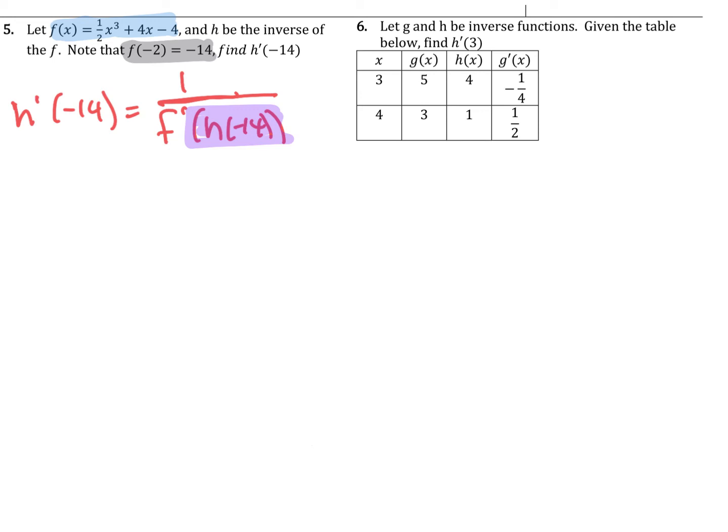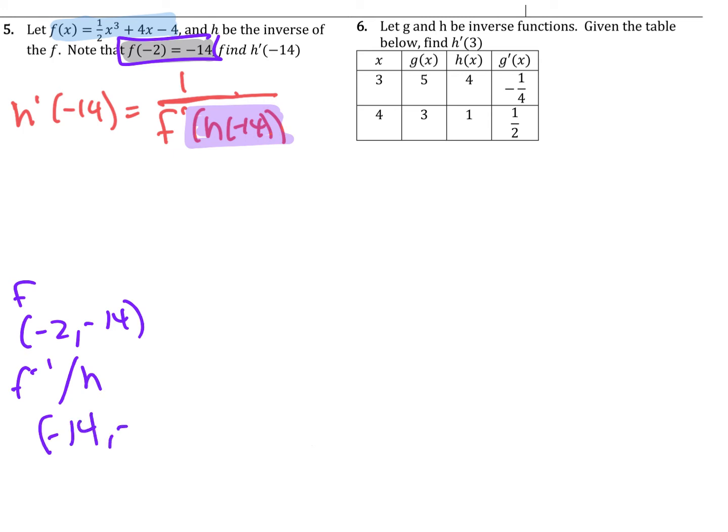So what they gave us in black up here was that on f, there was the point -2, -14. What point does that mean exists on the inverse? It means the inverse, which in this case is h, would have the point -14, -2. So we do actually know what number goes here. It's going to be -2.